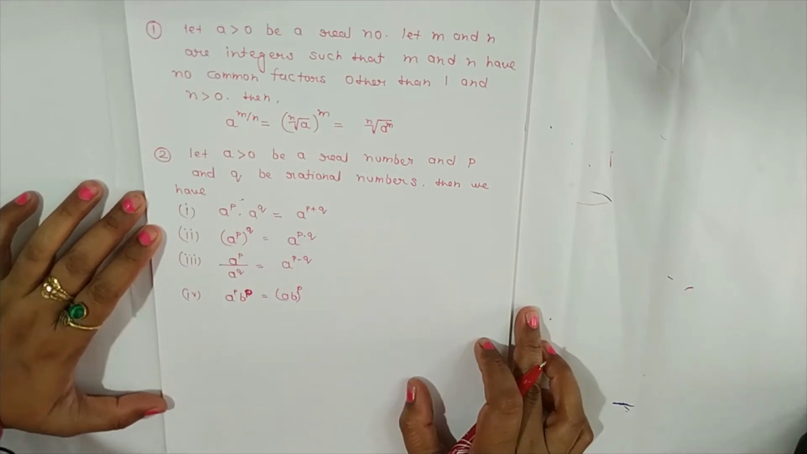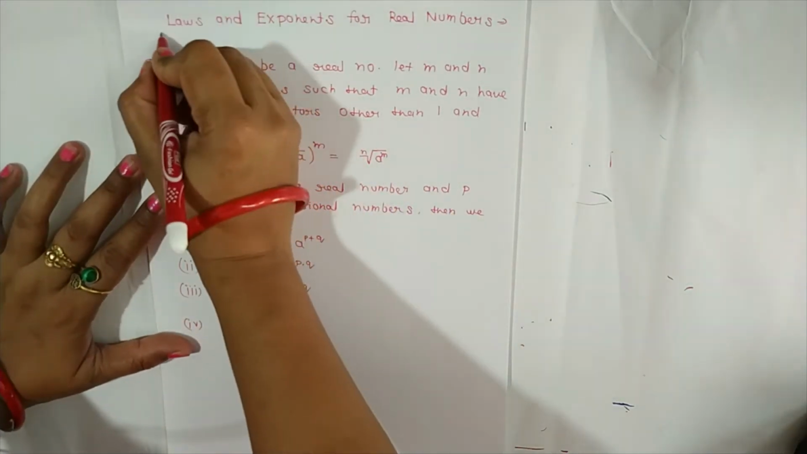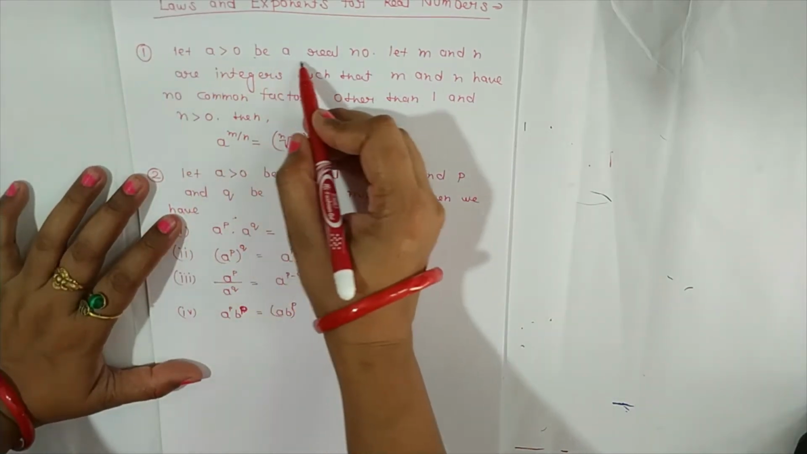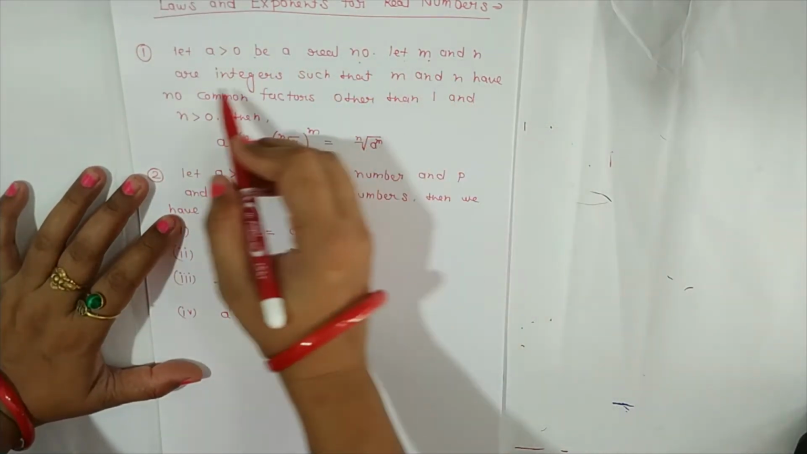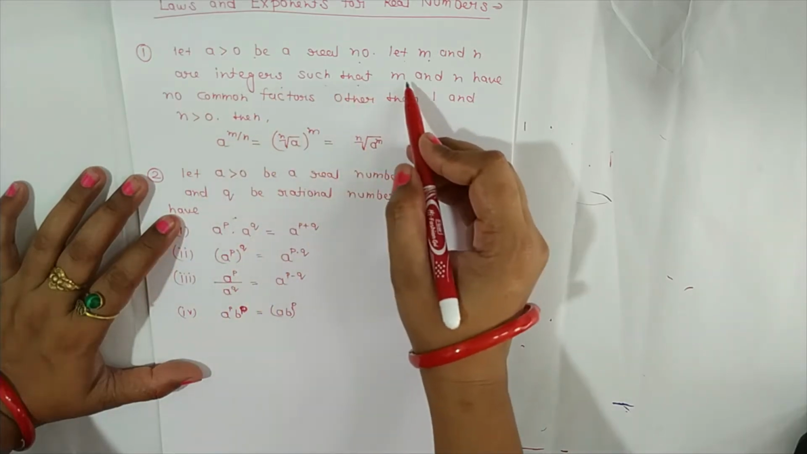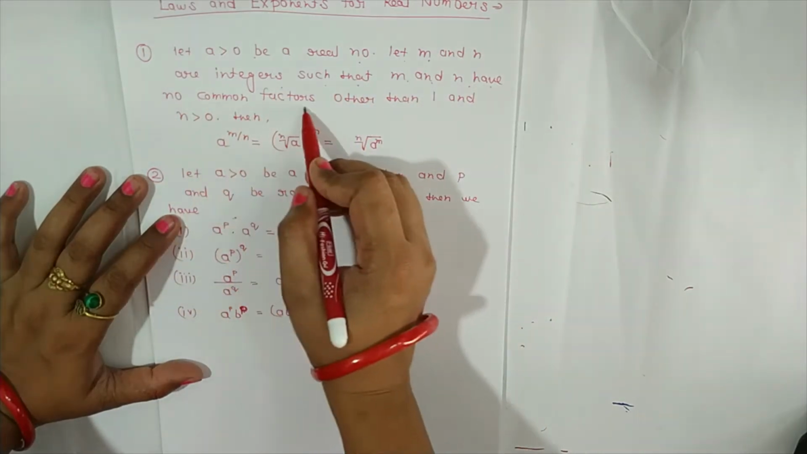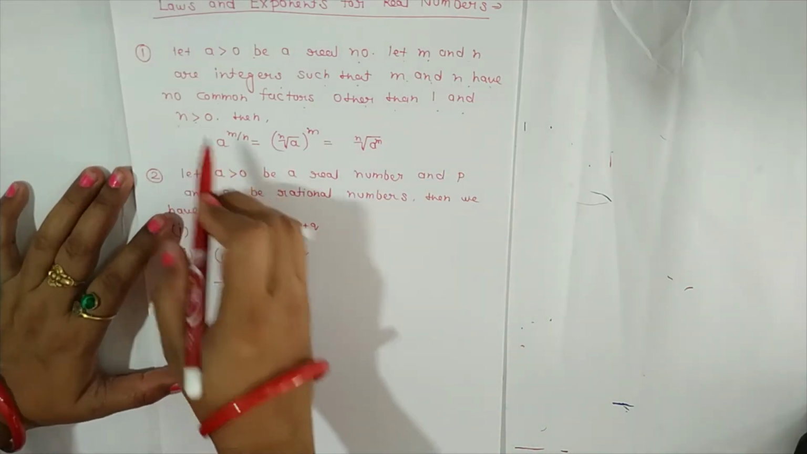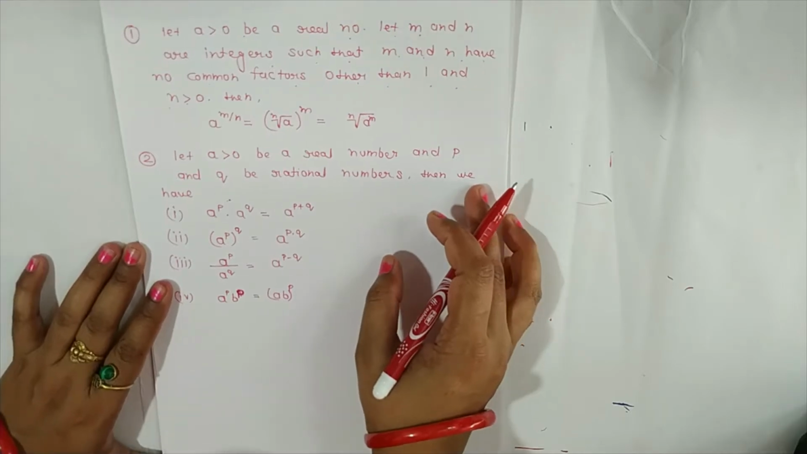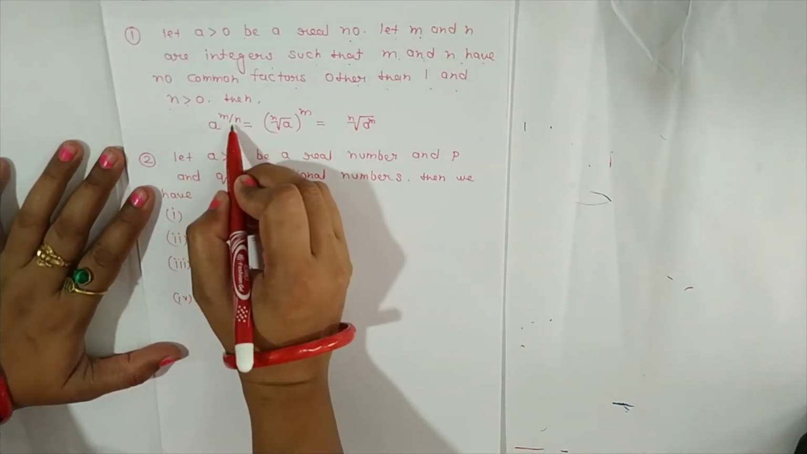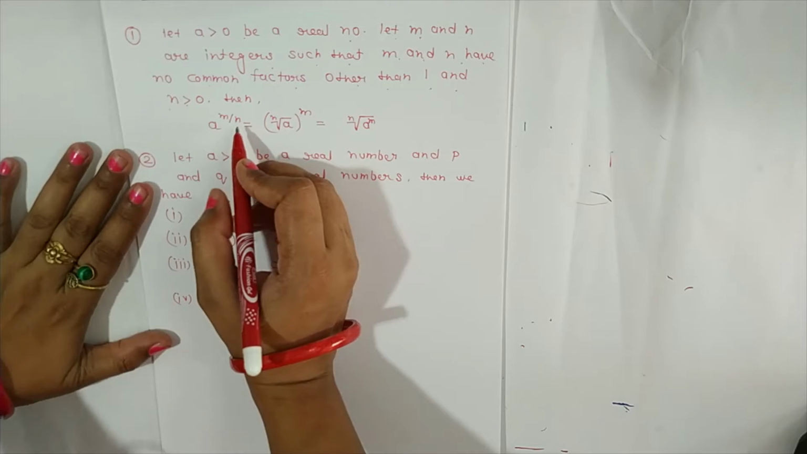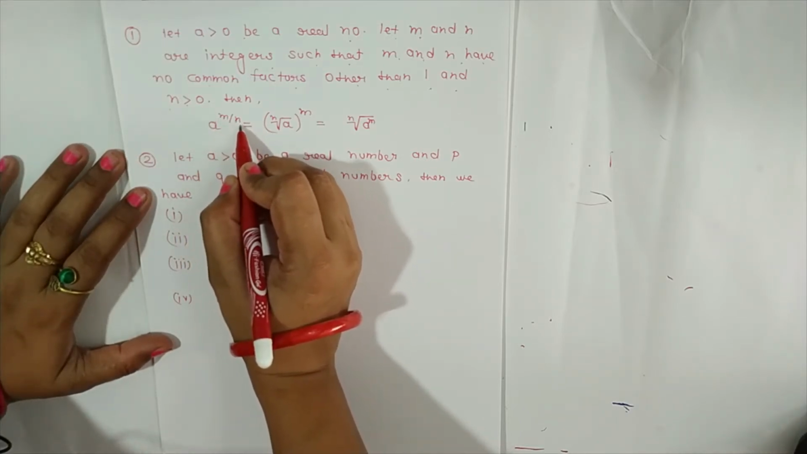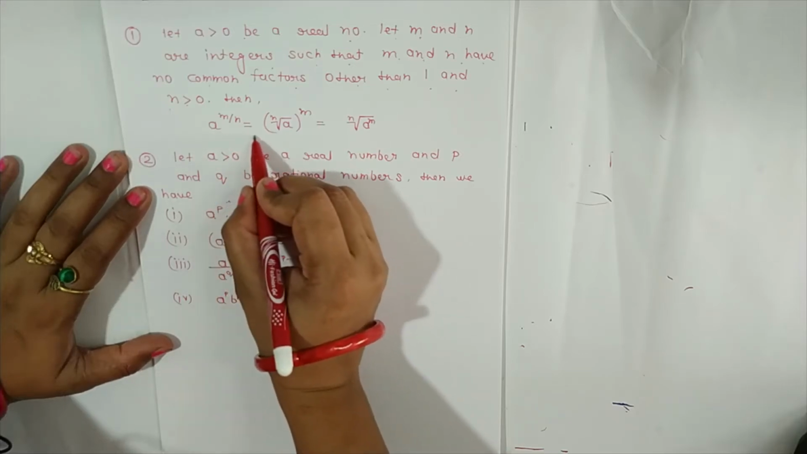In this video, we will discuss laws of exponents for real numbers. For this, let a > 0 be a real number and let m and n be integers such that m and n have no common factors other than 1 and n > 0. Because n is not equal to 0, we can write a to the power m divided by n. It can be written like this.